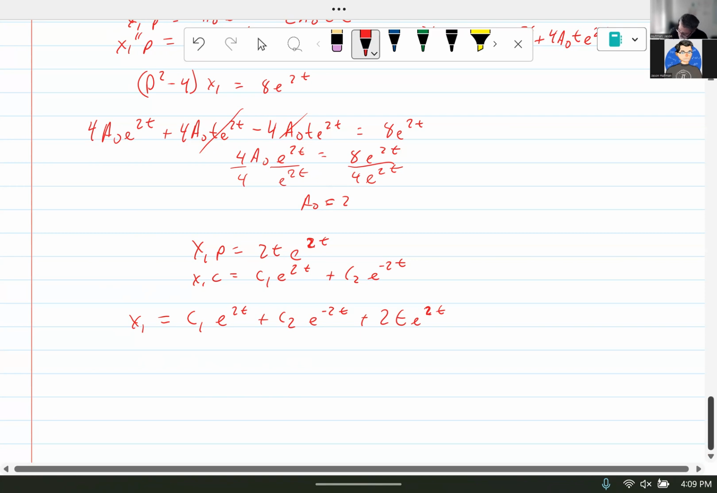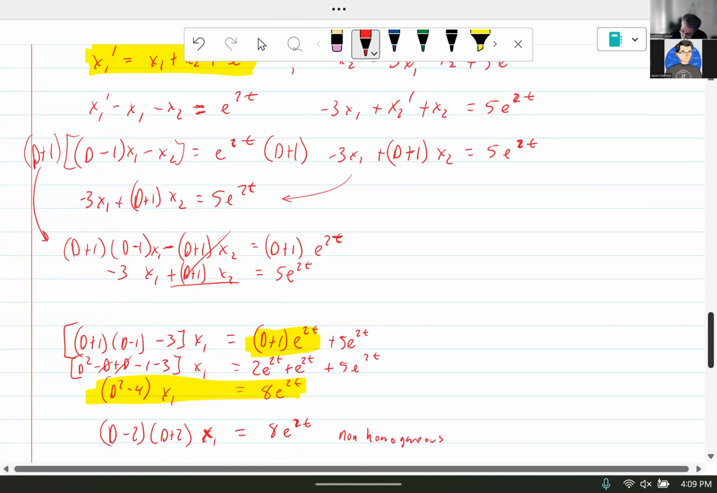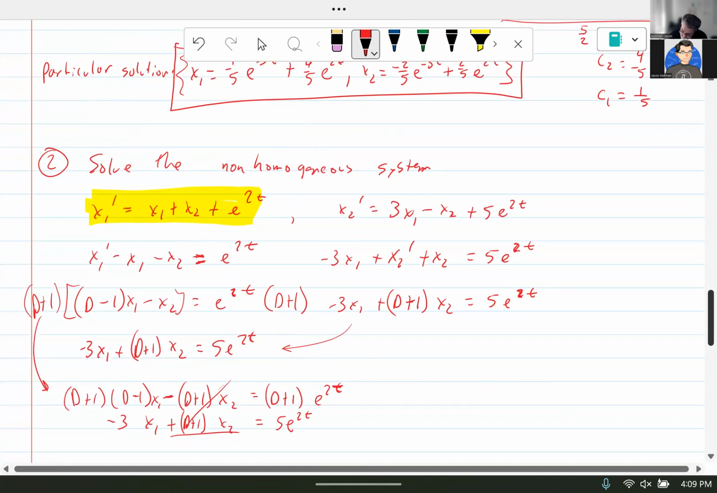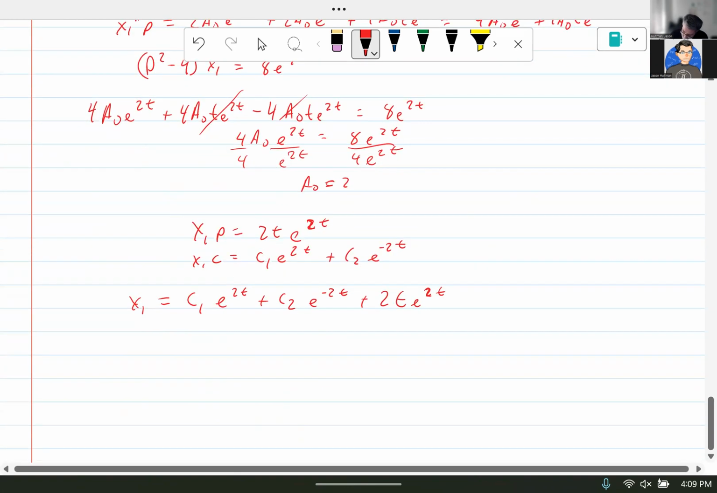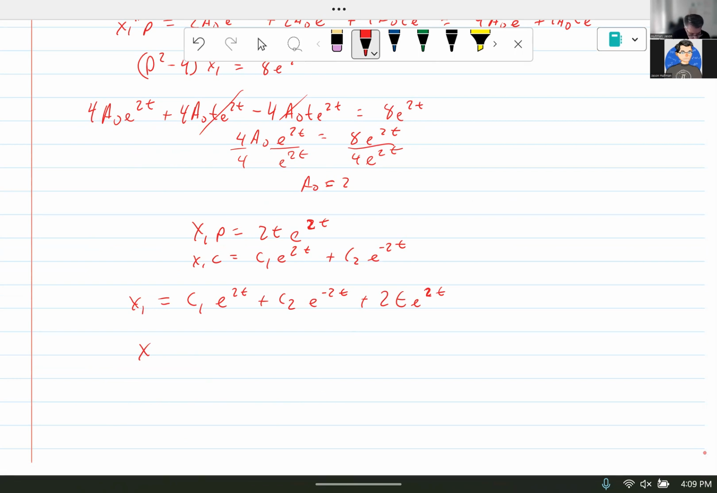So now we can go back to that original equation. I'm going to rewrite that one. x1 prime is equal to x1 plus x2 plus e to the 2t. So I want to solve for x2. That's the goal here, to get x2 by itself. So x2 is equal to x1 prime minus x1 minus e to the 2t.